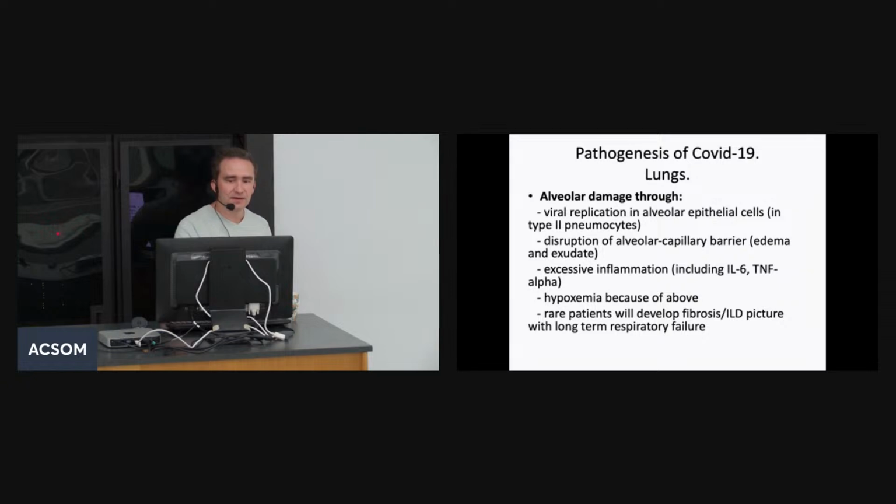Because of all the above, hypoxia will result. Patients will become more short of breath and end up in the hospital. And then rare patients after the acute phase may develop a fibrotic interstitial lung disease (ILD) type picture with a long-term respiratory failure, but that's not very common.